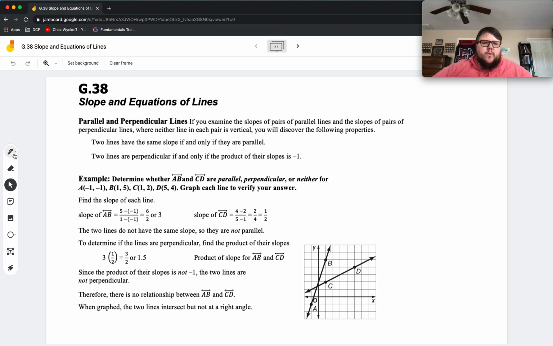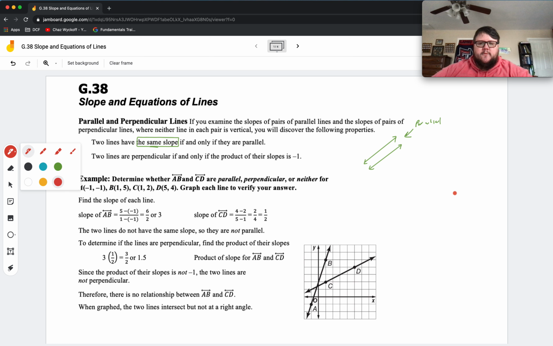The first thing I want you guys to remember is this. Parallel lines, they look like this. So parallel, and those are parallel lines. And parallel lines never intersect. So what we need to know about them is they have the same slope. If they have the same slope, they never intersect. They never cross. They're never going to cross.